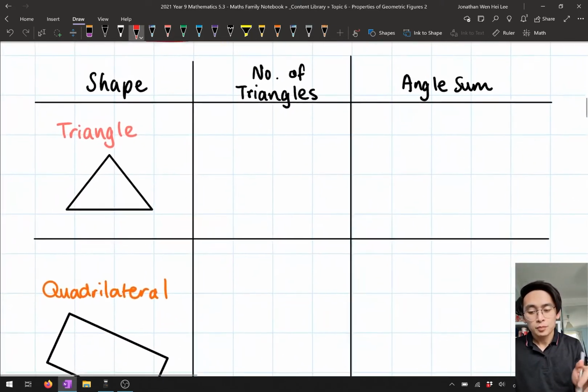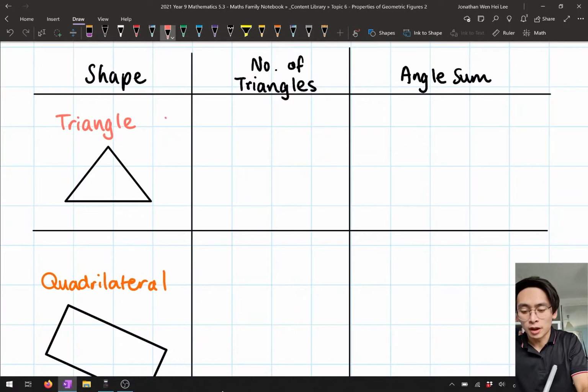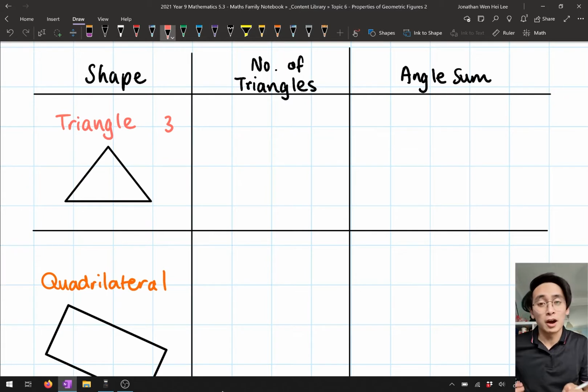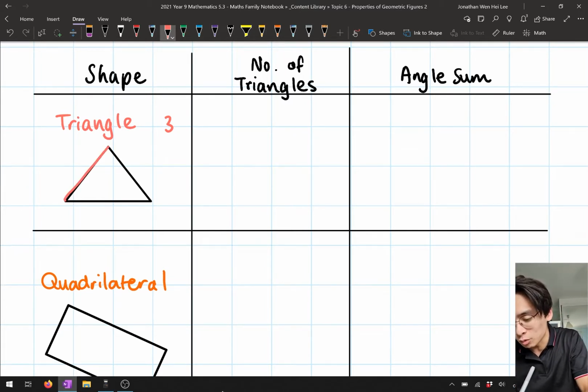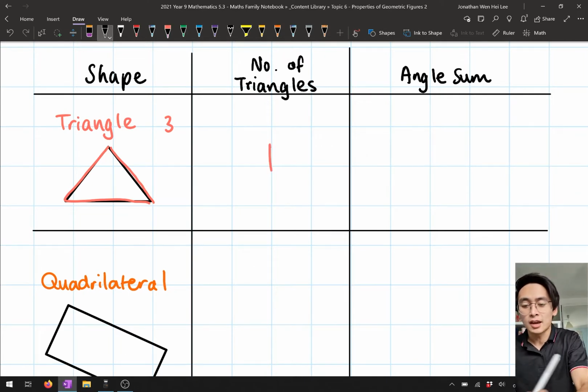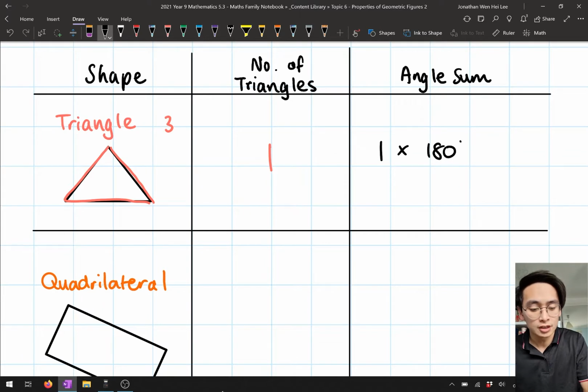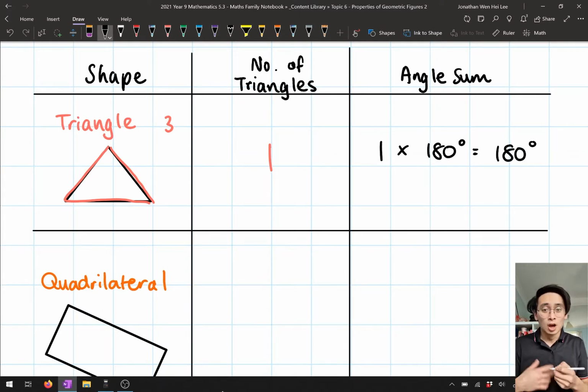So first one here, a triangle. If you remember, a triangle has 3 sides, and if we want to fit as many triangles as we can into our triangle without overlapping, we can only fit 1. So for a triangle, there's 1 triangle, and the angle sum is just going to be one lot of 180 degrees. We looked at that two lessons ago. When we add up all the angles inside a triangle, it's going to equal 180 degrees.